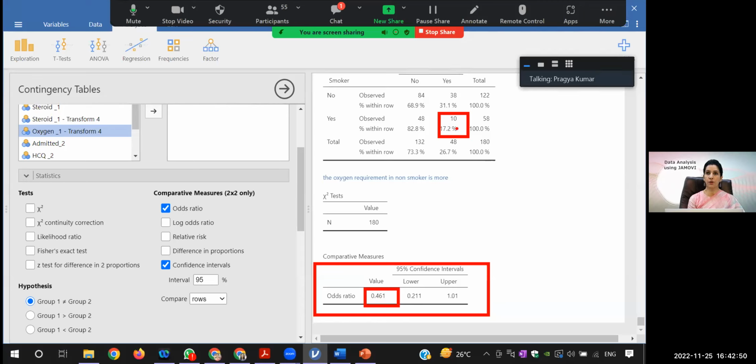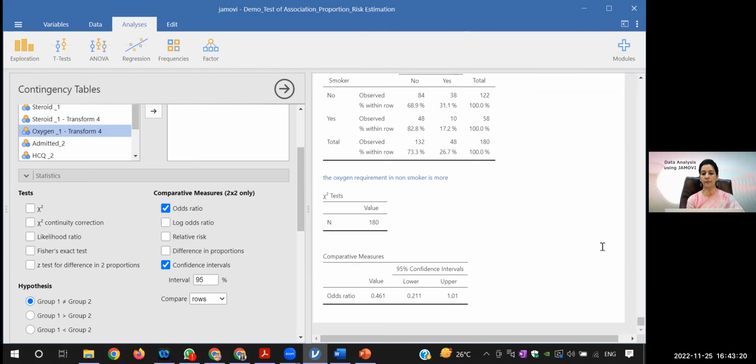So it tells you the odds. If you calculate this, it will come. So it tells the odds of oxygen requirement in smoker. So odds of oxygen requirement is 0.46 in smoker as compared to the odds of oxygen requirement in non-smoker. That means it is less. That means oxygen requirement is less in smoker as compared to non-smoker. This is the interpretation of this odds ratio.